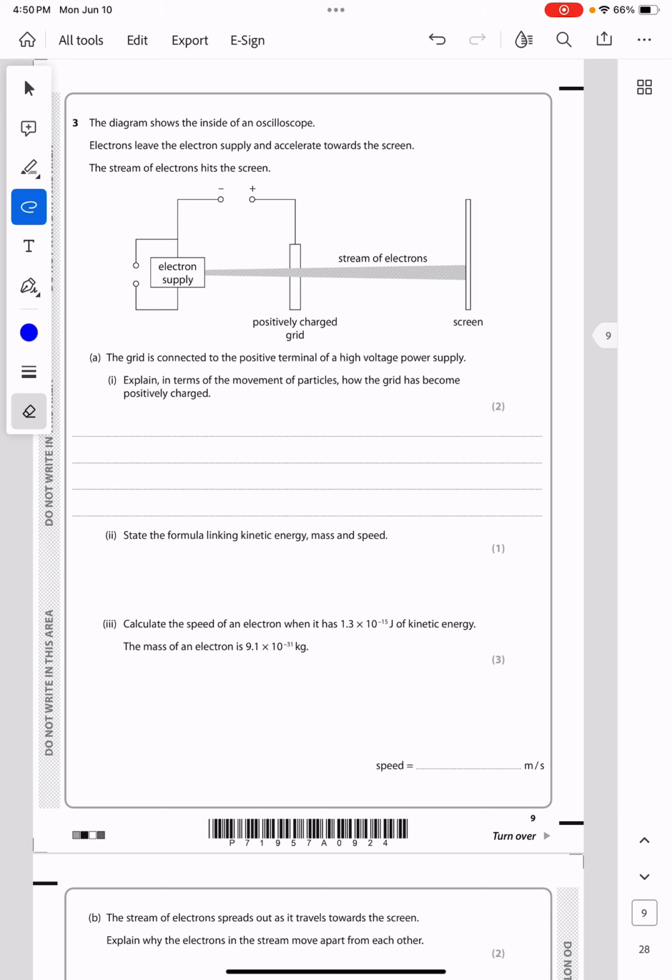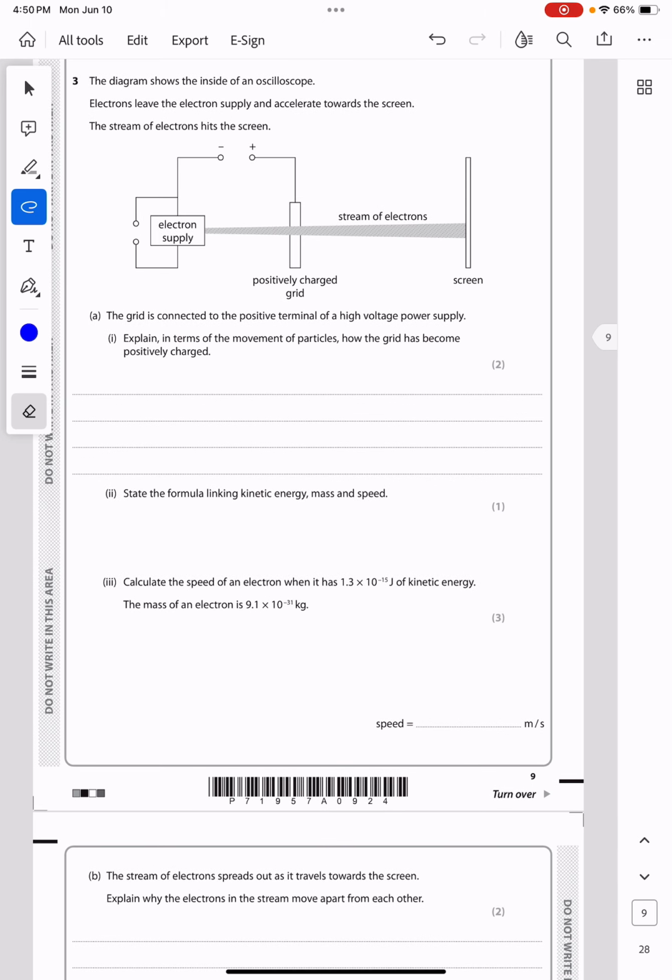Here, starting with A, you have to read the question, but I'm kind of too lazy to do so, okay? But okay, sorry, let's do it. The diagram shows the inside of an oscilloscope. Electrons leave the electron supply, which is this part here. They're going to leave it and accelerate towards the screen. This is where they go. This is the stream of electrons. They go this way. The stream of electrons hits the screen. So they're going to go until this screen here where they hit it, and they're going to stop. And we're going to see the signal, by the way.